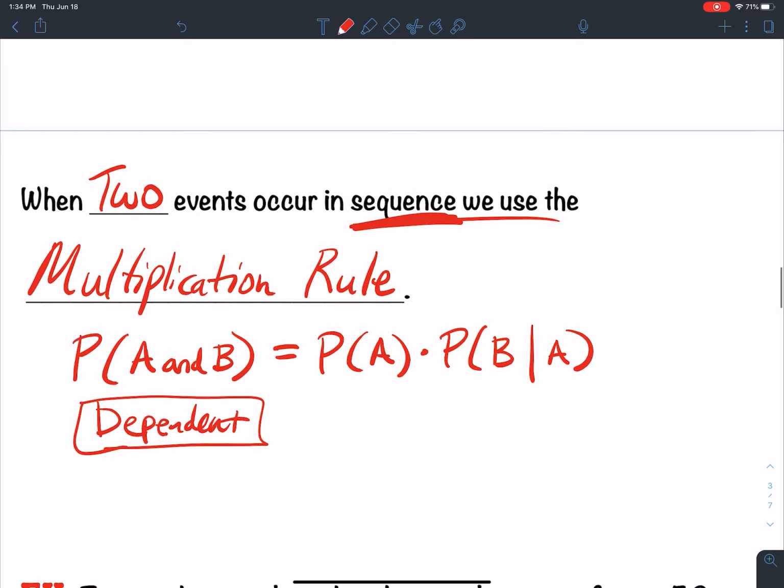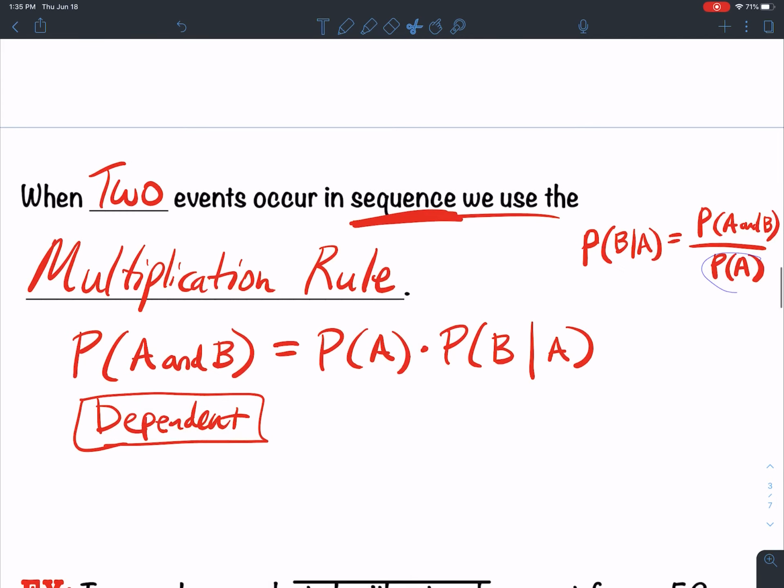And it actually comes from the definition of probability of B given A, which we define to be P of A and B divided by the probability of A. How do you get it? You literally multiply both sides by probability of A, and then you see how it's the same as the multiplication rule right there, okay?